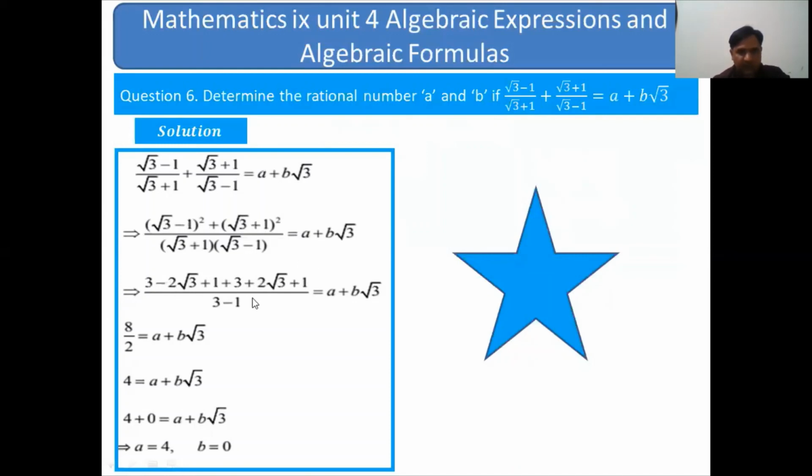This value cancels out with this one, and we have 3 plus 1 is 4, 4 plus 3 is 7, and with this one, 8. In the denominator, by using the formula a square minus b square, we have 3 minus 1 is 2. On the right hand side we have a plus b square root of 3. Now 2 fours are 8. So by comparing coefficients, here I have written 0, so you can also write 0 with square root of 3. When we compare this, a is equal to 4 and b is equal to 0. So the required values are a equal to 4 and b equal to 0.